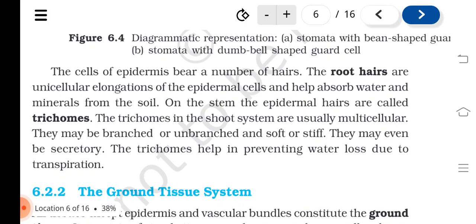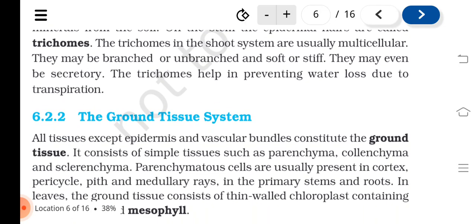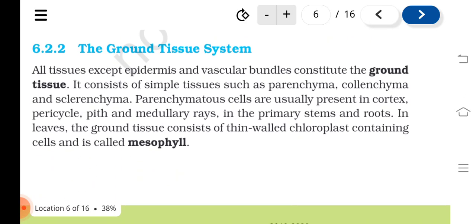They may be branched or unbranched and soft or stiff. They may even be secretory. The trichomes help in preventing water loss due to transpiration. The ground tissue system. All tissue except epidermis and vascular bundles constitute the ground tissue. It consists of simple tissue such as parenchyma, collenchyma, and sclerenchyma.